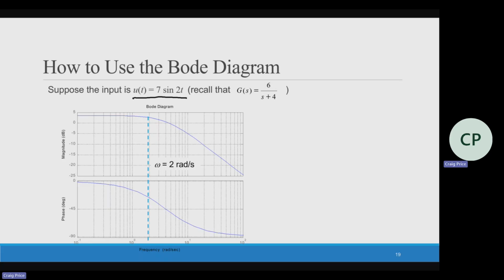So 10 to the 0 is 1. This is 1, 2. So this is our radians per second. That's based on the input. So in MATLAB, you should be able to actually pick a point. If we can find 2, we can find what that magnitude is, so we can really pinpoint that number. We can also find what the phase is. So in the MATLAB graph, if I can find frequency of 2, we should be able to find the magnitude is 2.55. That's our value in decibels.